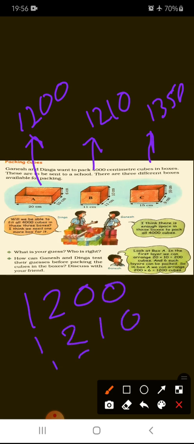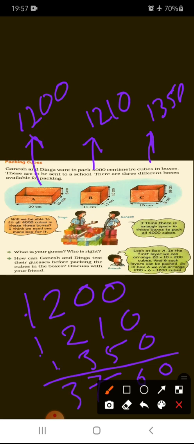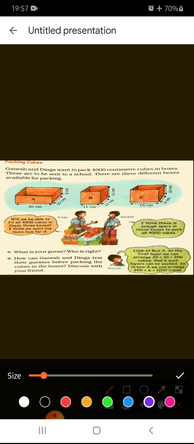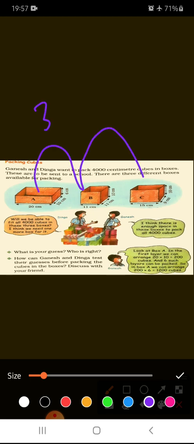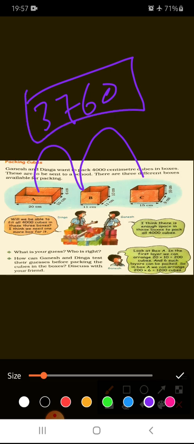2010 and 1350. What's the answer? 0, 6, 3 plus 2 is 5, 5 plus 2 is 7, and 1, 2, 3. 3760. So in these 3 boxes 3760 cubes will come, but we have to fit how many? 4000. So it cannot fit. More boxes are required.